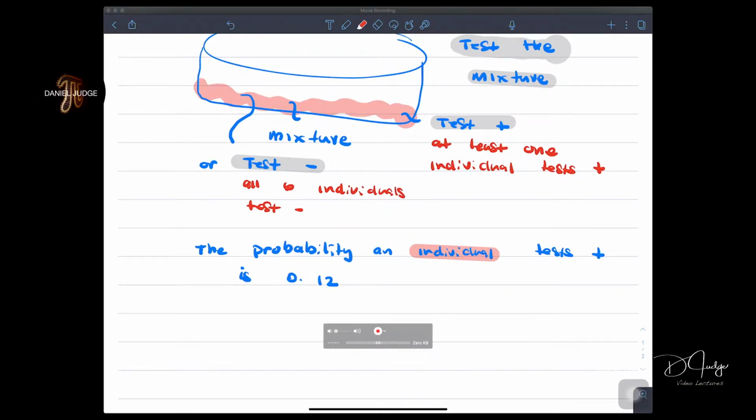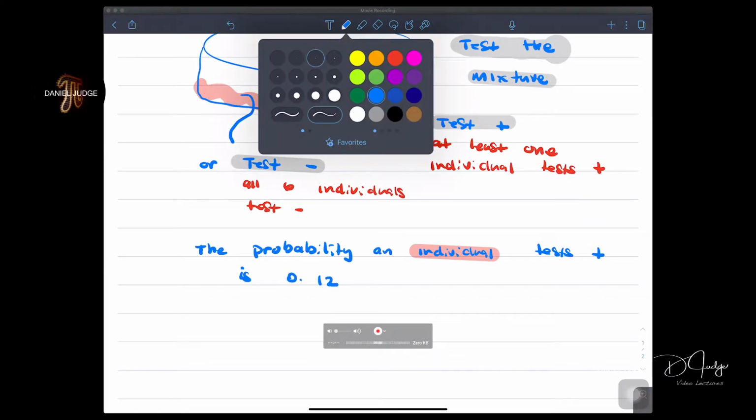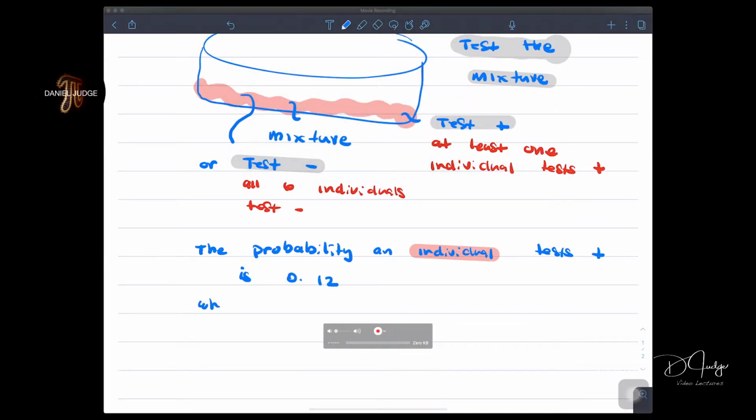And then here's the question. This is what they want to know. What's the probability that the mixture tests positive? And that's the question we're asking. What's the probability that your mixture tests positive?